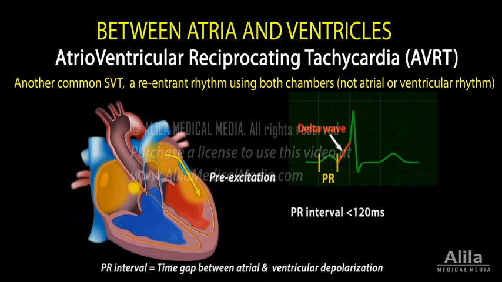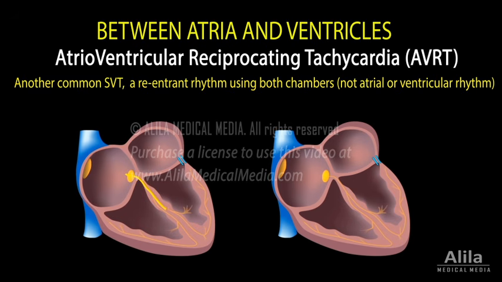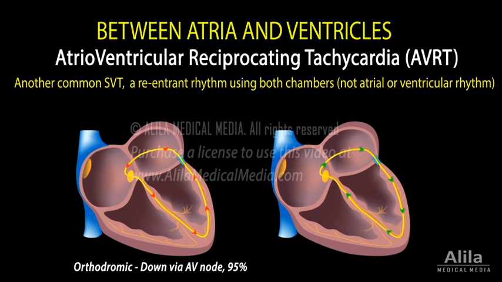Tachycardia occurs when electrical impulses travel down one pathway, either the normal or accessory, then back up via the other, creating a loop or reentrant circuit. The frequency of this loop determines heart rate and can be very fast. AVRT can be orthodromic or antidromic, depending on the direction of the loop.